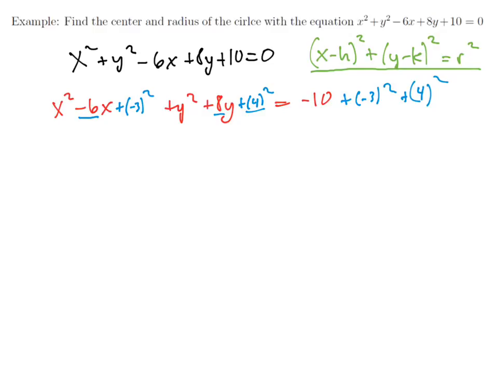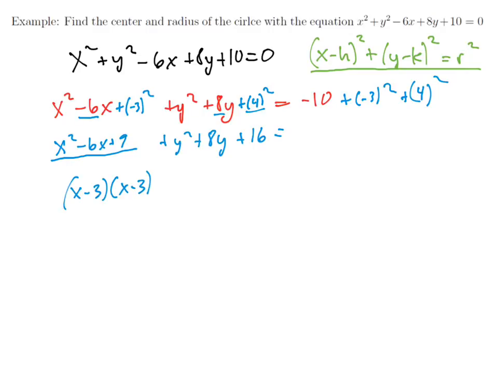So what we have on the left, the whole reason we complete the square is so that we can factor this. We get x squared minus 6x plus 9 plus y squared plus 8y plus 16. These first three terms, I can factor as x minus 3, x minus 3. For the next three terms, I could say y plus 4, y plus 4. On the right-hand side, negative 10 plus 9 plus 16. Negative 10 plus 9 is negative 1, plus 16, I get 15 over here.